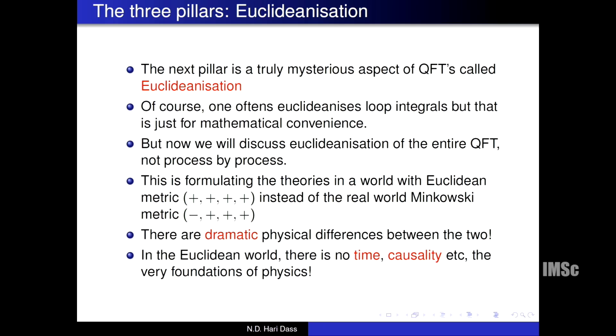Now I come to the second pillar for path integral formulation, and this is Euclideanization. This is a truly mysterious aspect of quantum field theories. We still don't understand why it works. Okay? Now, when you do Feynman rules and compute loop integrals, often one Euclideanizes that momentum integral, but that is just for mathematical convenience. You may do it or you may not do it. So that is not the true power of Euclideanization.